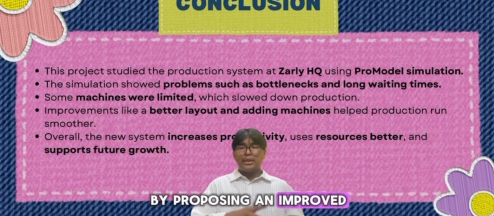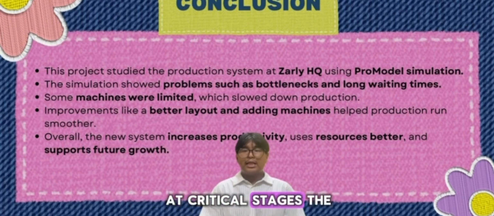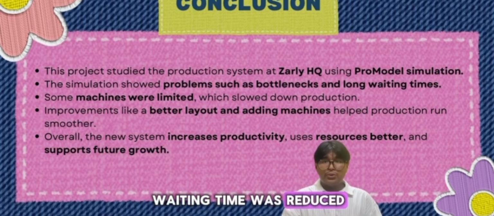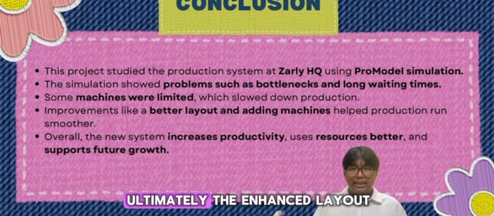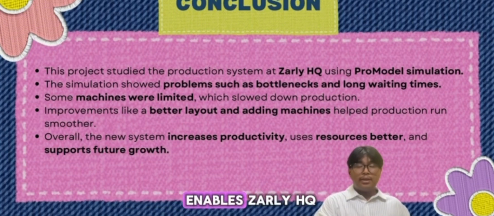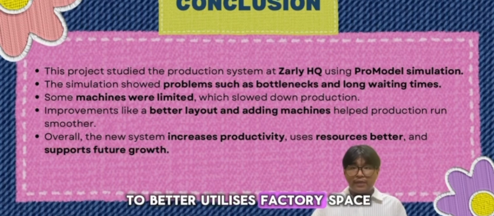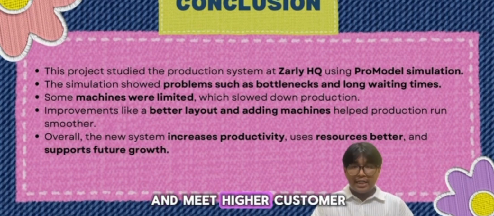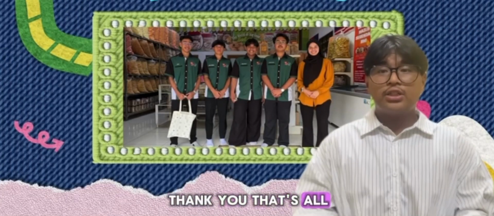By proposing an improved layout and increasing capacity at critical stages, the production flow was streamlined, waiting time was reduced, and overall system efficiency improved. Ultimately, the enhanced layout enables Zarly HQ to better utilize its factory space, increase production output, and meet higher customer demand effectively. Thank you. That's all from us.